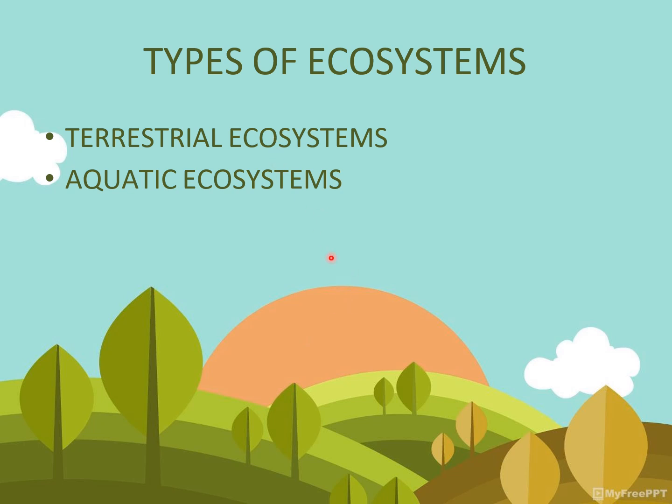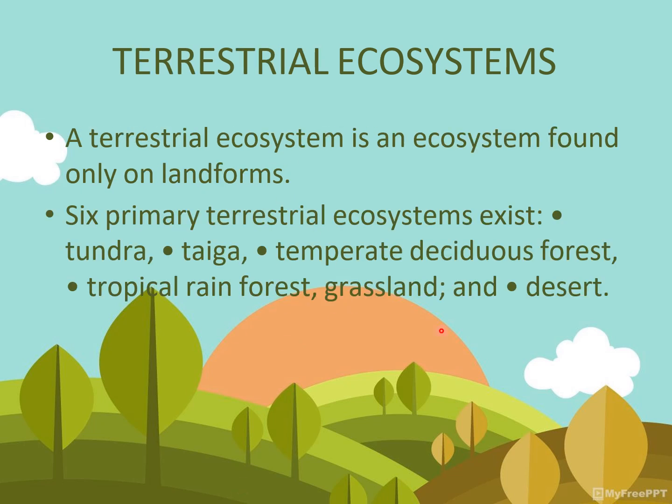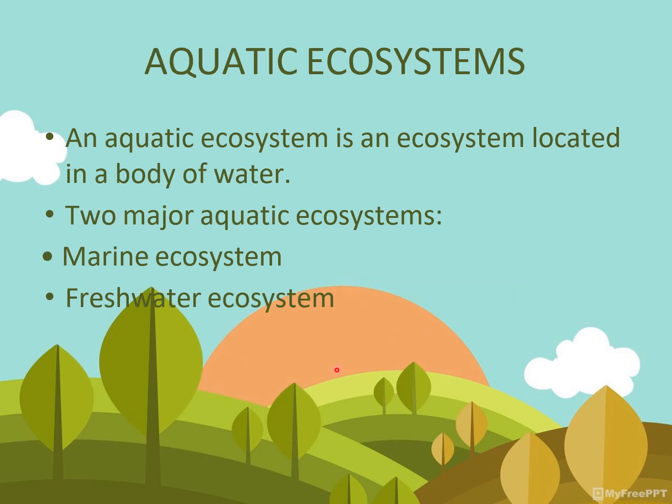There are two types of ecosystem, terrestrial and aquatic. Terrestrial means on land. So a terrestrial ecosystem is an ecosystem found only on landforms. Six primary terrestrial ecosystems exist: tundra, taiga, temperate deciduous forest, tropical rainforest, grassland, and desert. Aquatic: two major aquatic ecosystems, marine and freshwater.